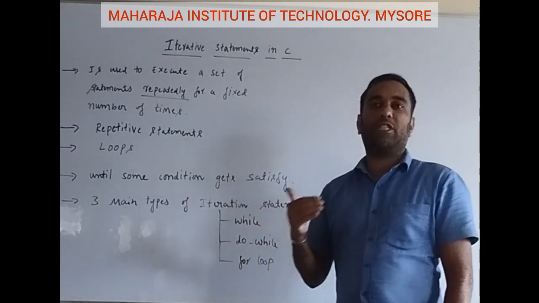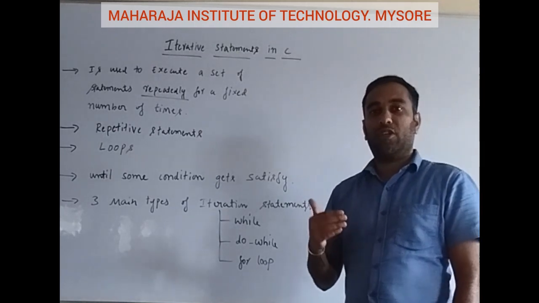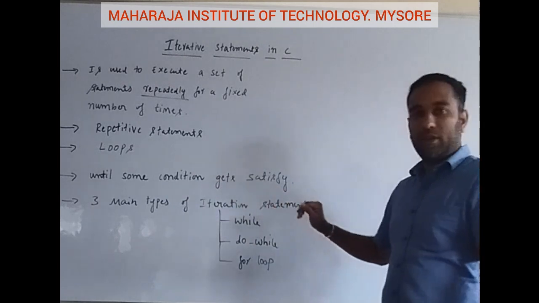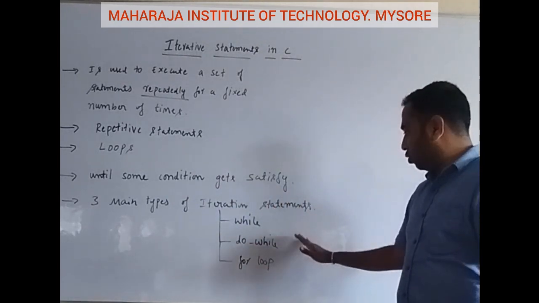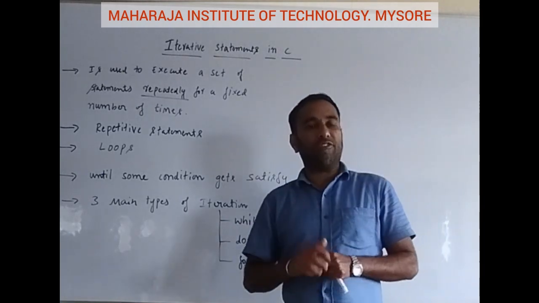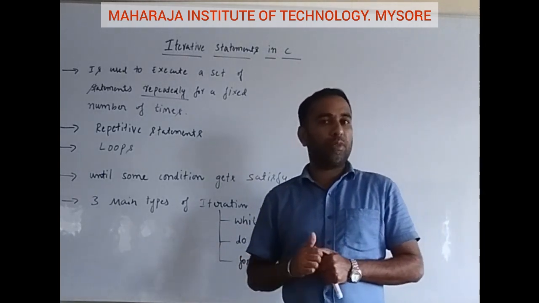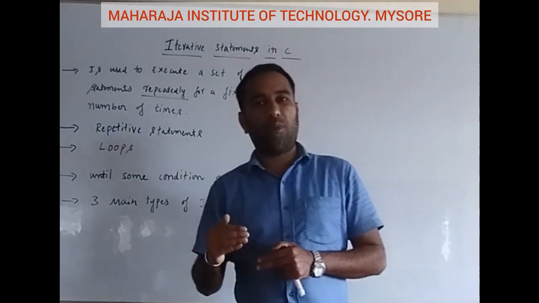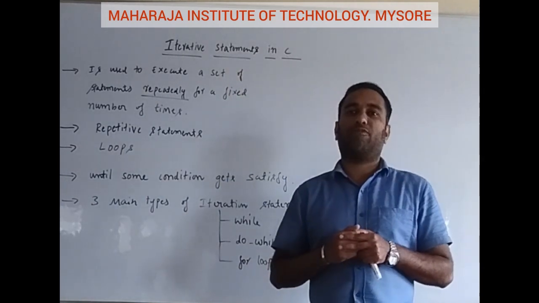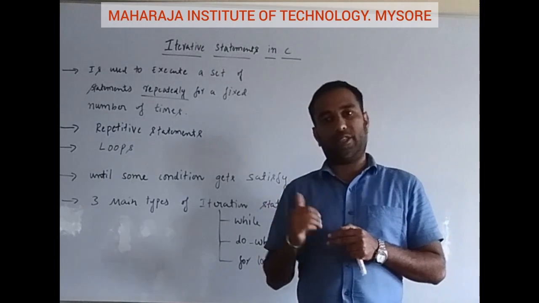Majorly, the iterative statement in the C programming language consists of three different types of loops: while loop, do while loop, and for loop. We'll discuss the differences between the while loop, do while loop, and for loop, and how we are going to use these different types of loops along with examples.